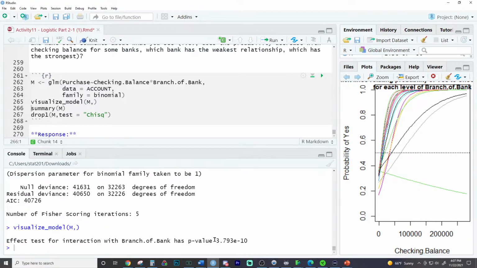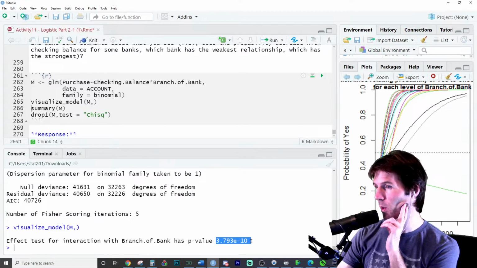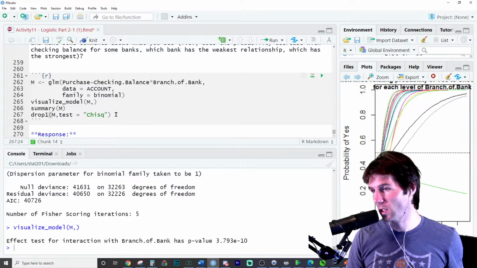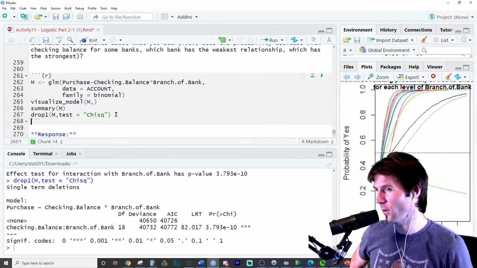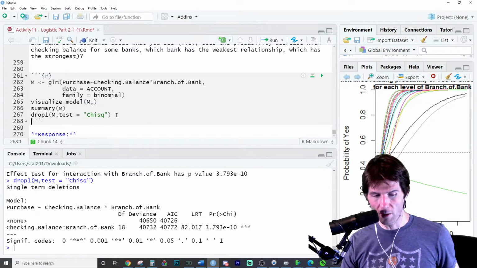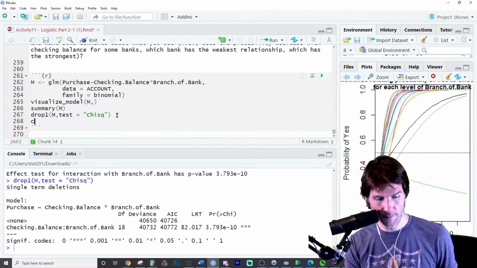Question becomes, is the interaction statistically significant? And the answer is most definitely yes. That actually runs the drop 1 for you right there, and you see the same p-value. So should we include the interaction? Oh, yeah, we should. I don't know if it asks us to do this, but we should.